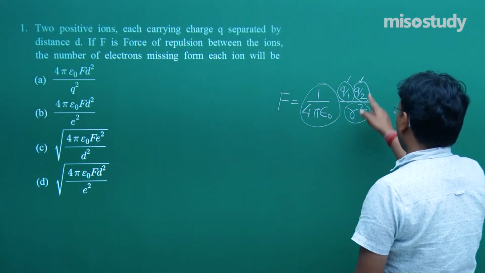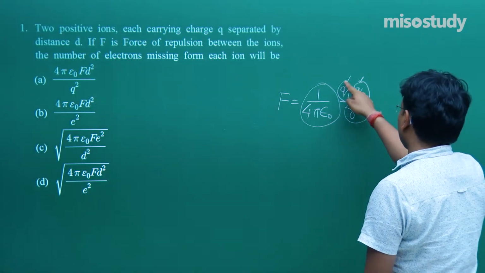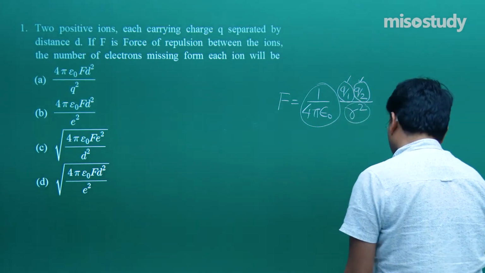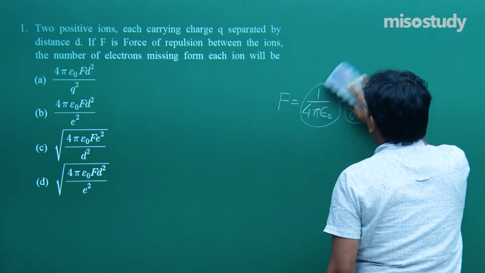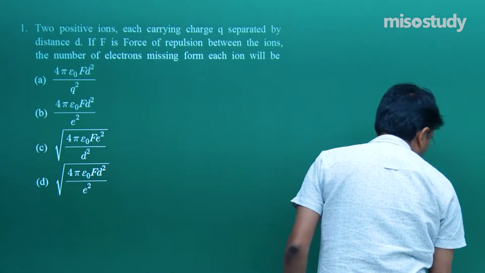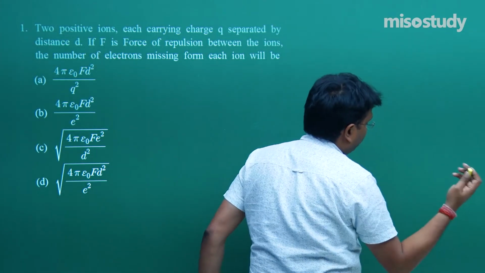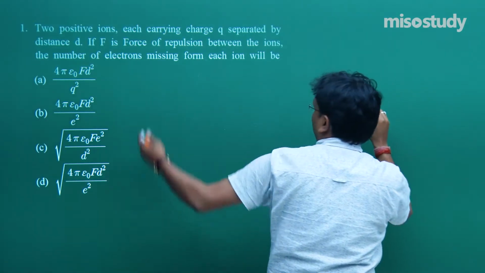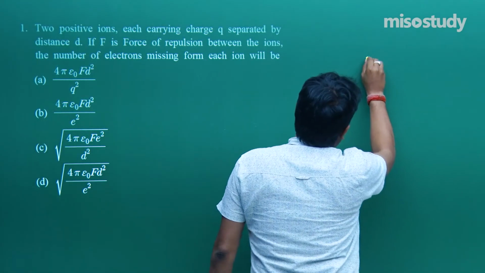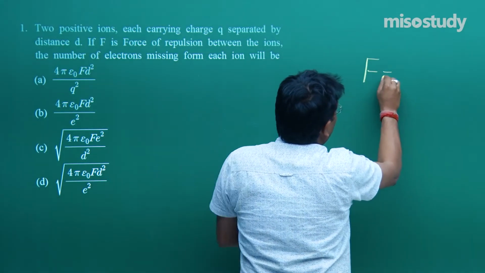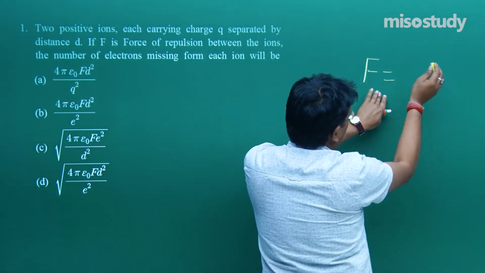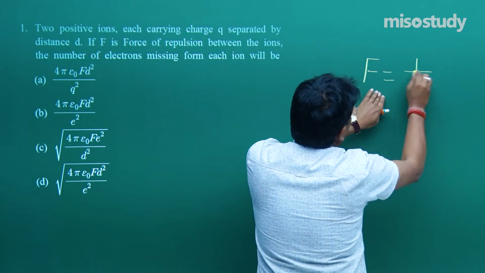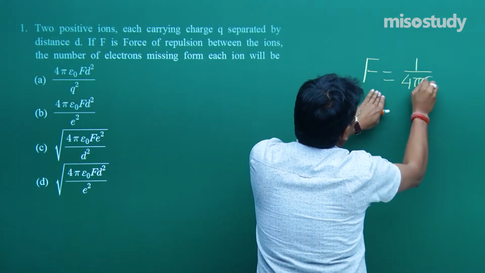Now, what will I have to do? I have to do something with this Q1 and Q2. So let's say I'm going to utilize the formula over here with a different color chalk. The question is in front of you. So F, that is the force of attraction, that's why this sign is positive, 1 upon 4 pi epsilon naught.